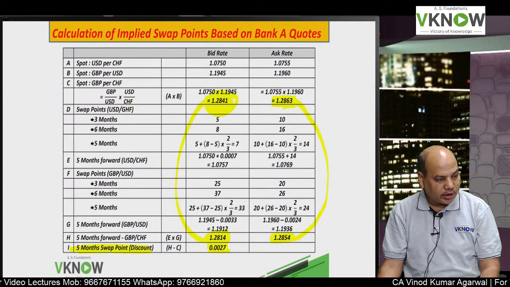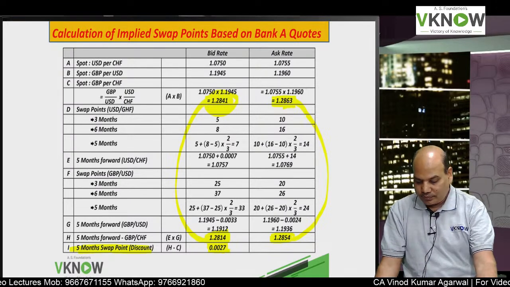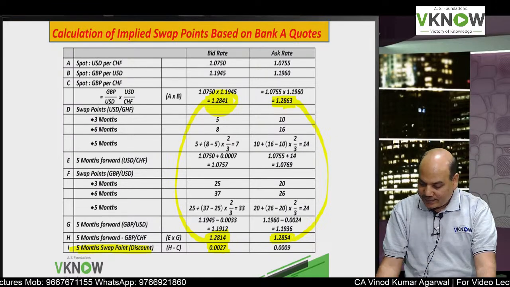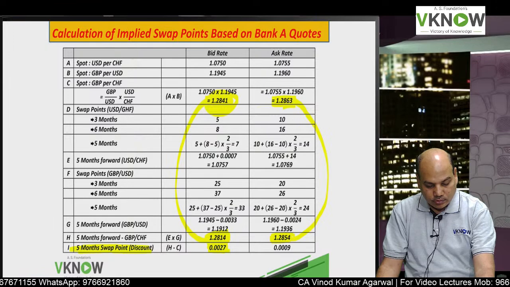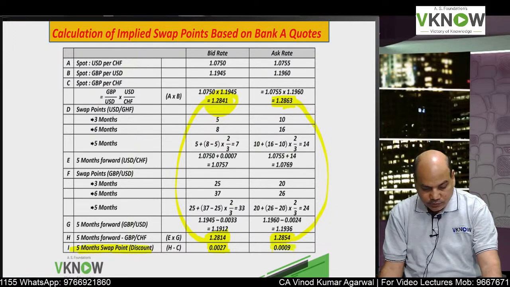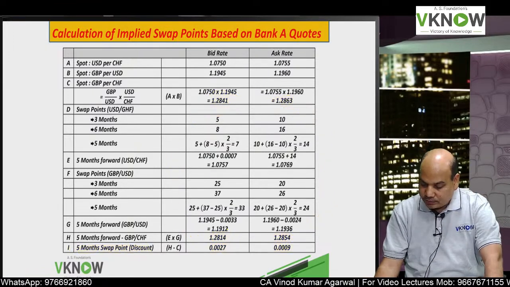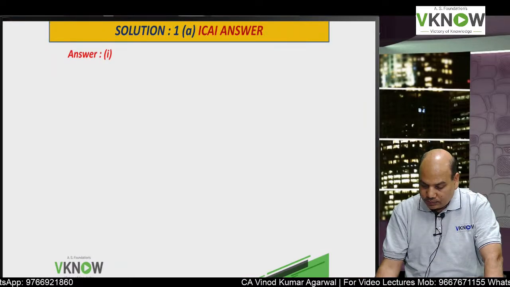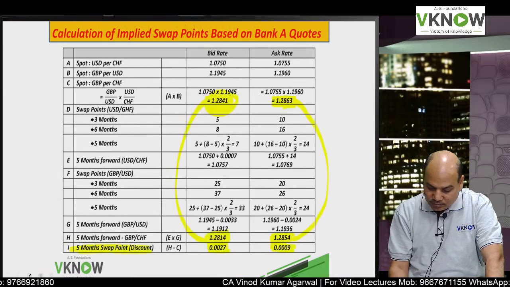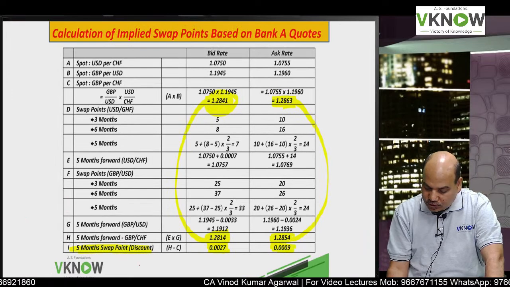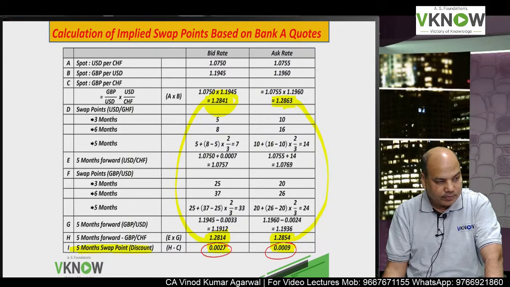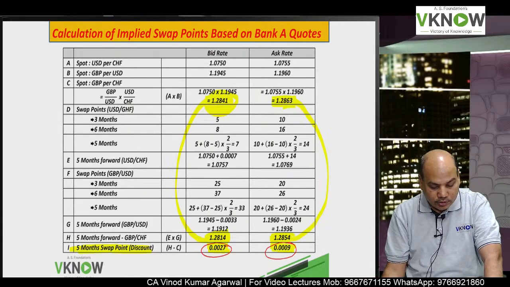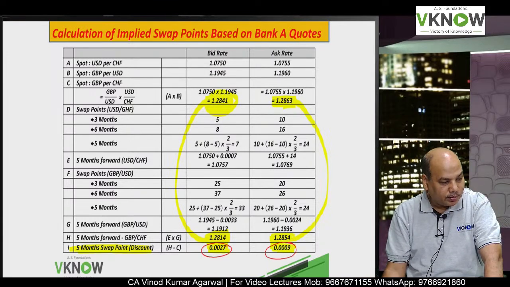Next column you will try an answer. Come on, student. So 0.0009. This is your answer after so much hard work. Okay. So my forward discount is 27 points and 9 points.